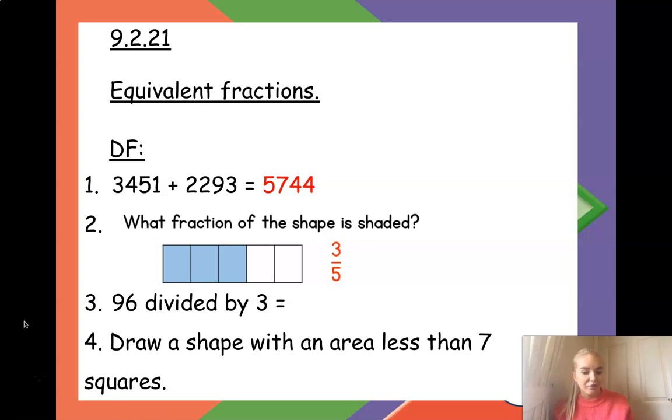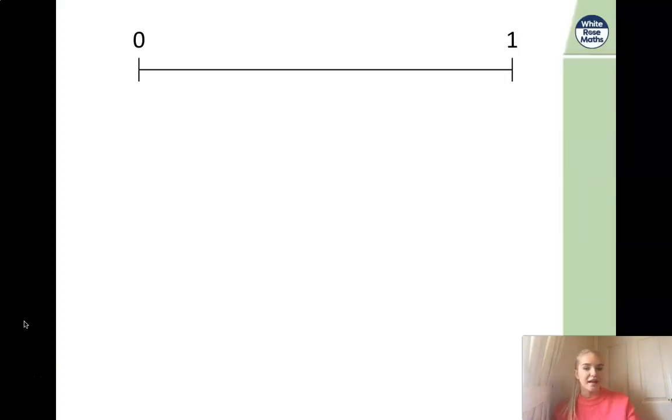96 divided by 3 gives you the answer of 32, and to draw a shape with an area less than 7 squares you could have various answers as long as your area is either 1, 2, 3, 4, 5 or 6 squares big. Okay, so let's have a look at today's lesson.